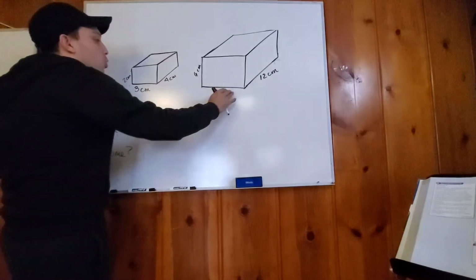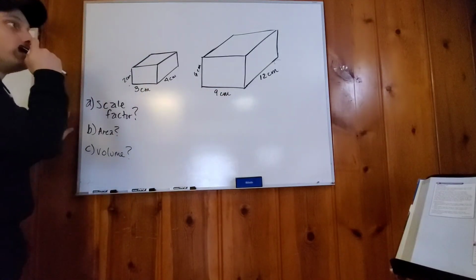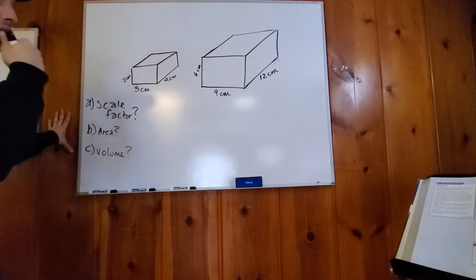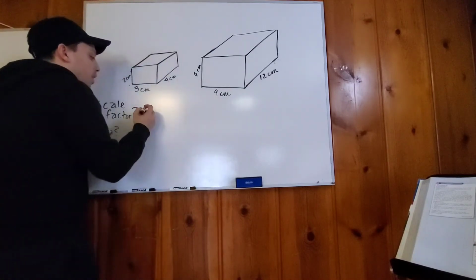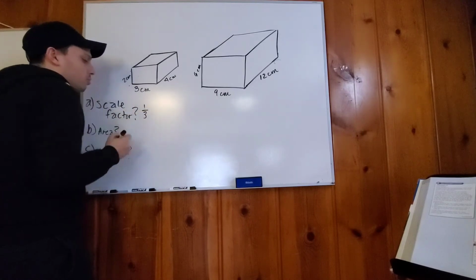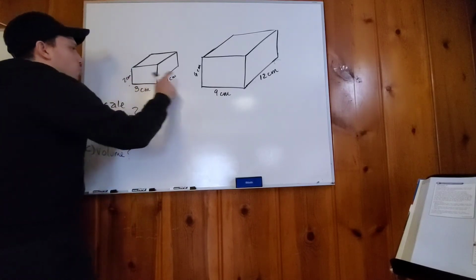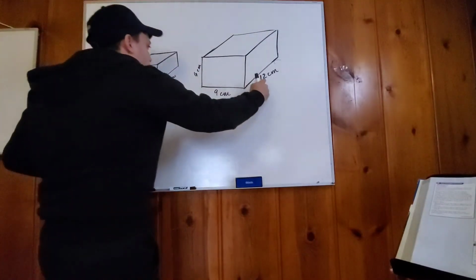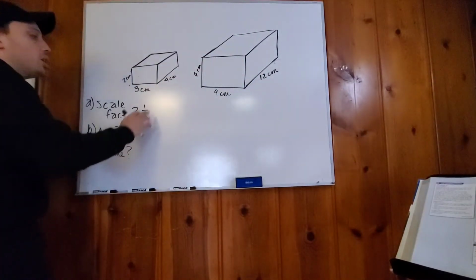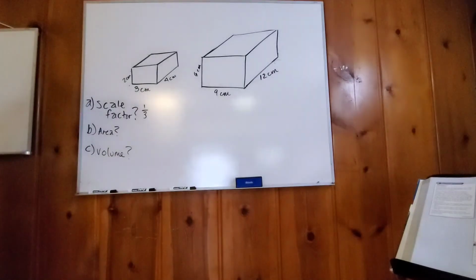Again, we have to find corresponding sides because if they're similar, they have a scale factor. So we're going to put 3 over 9. 3 over 9 is going to be 1/3. Wait, let's check. 2 over 6 is going to be 1/3. And 4 over 12 is still going to be 1/3. So the scale factor is 1/3. Okay, that's great. Now, let's actually do the volume.